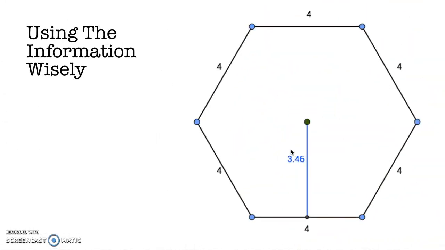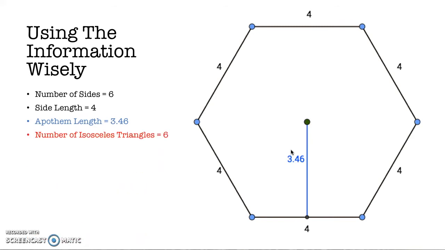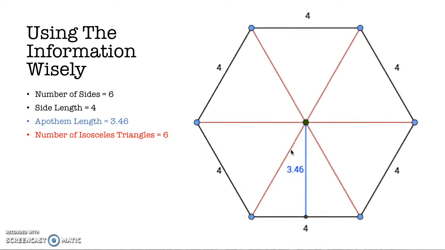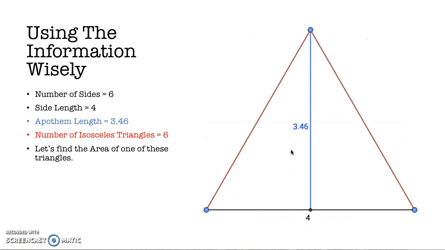So how do we use this information to find the area? Well, if we look at the information we're given, we have the number of sides, 6, the side length is 4, and the apothem length is 3.46. Now, if we draw in our radii, we get the number of isosceles triangles, and here we have 6 isosceles triangles. Now, if I can find the area of one of these triangles, I can use that information to get the rest.